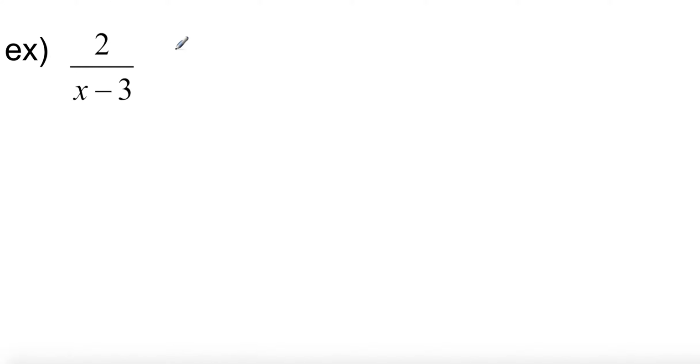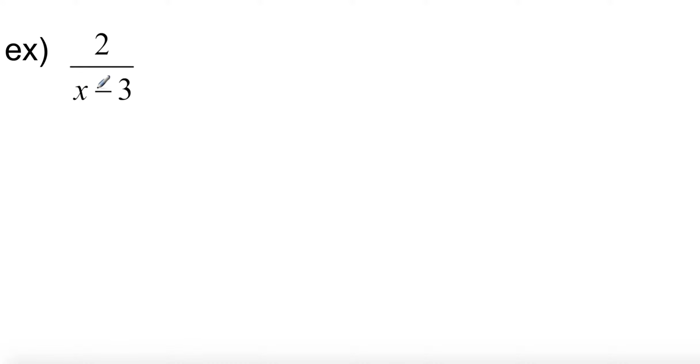Here we have the expression 2 over x minus 3. Because it's got a letter piece in the denominator, that's what you want to look for. If it's got a letter piece in the denominator, then it's undefined at some point. That means there's a hole in the graph if we were to set it equal to y and graph it.